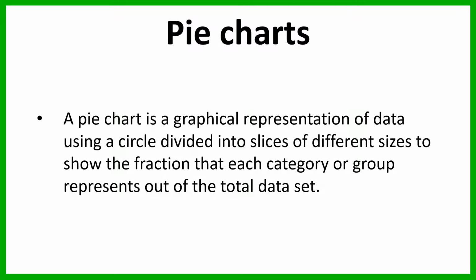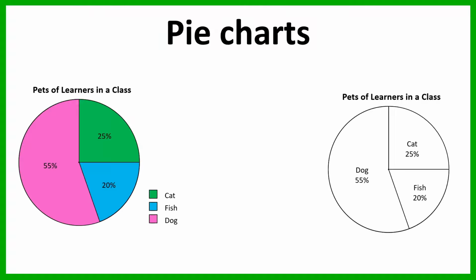Next, we have pie charts. A pie chart is a graphical representation of data using a circle divided into slices of different sizes to show the fraction that each category or group represents out of the total data set. So here's an example of two different ways of drawing a pie chart.